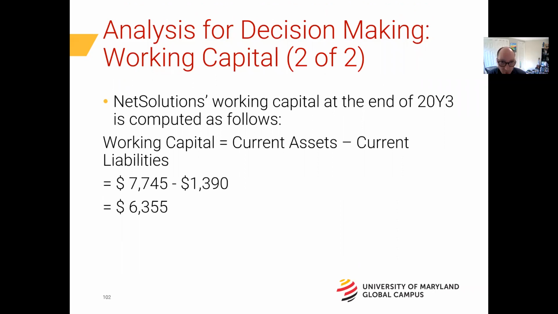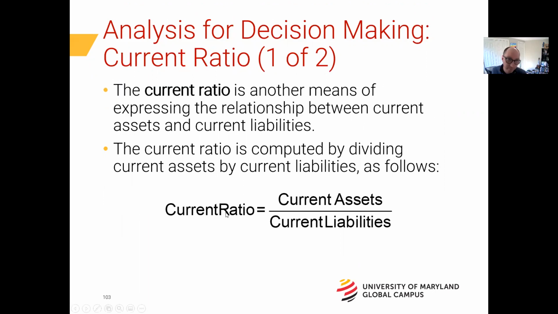So here's an example. We have our company back in 2013. We had current assets of 7,745. We have current liabilities of 1,390. That gave us working capital of 6,355. It's a nice ratio.